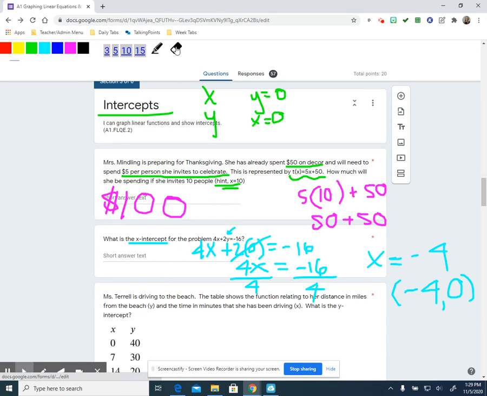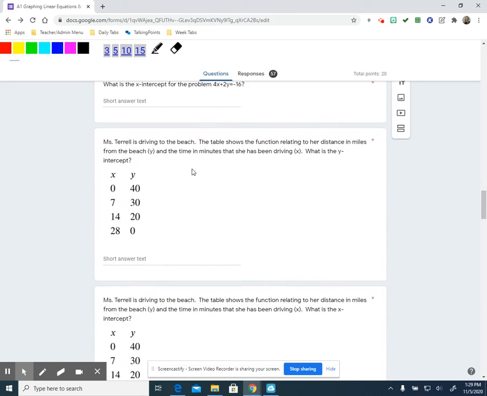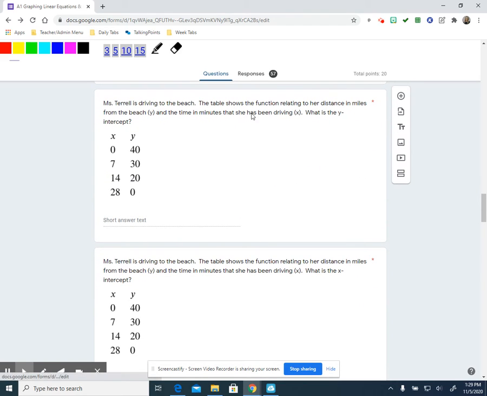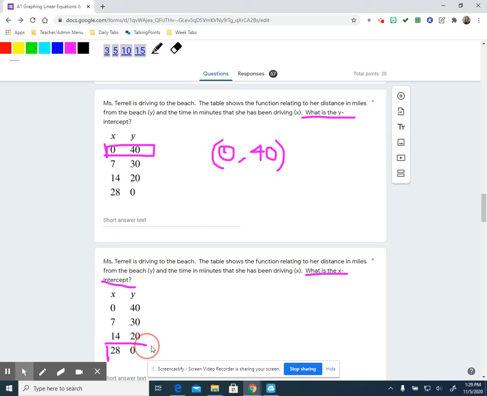Moving along. The next question asks about Miss Terrell. She's driving to the beach. The first question asks for the y-intercept. Remember that the y-intercept is when x is equal to 0. So the ordered pair there is 0, 40. On the other hand, the x-intercept is where y is equal to 0. So that ordered pair will read 28, 0.